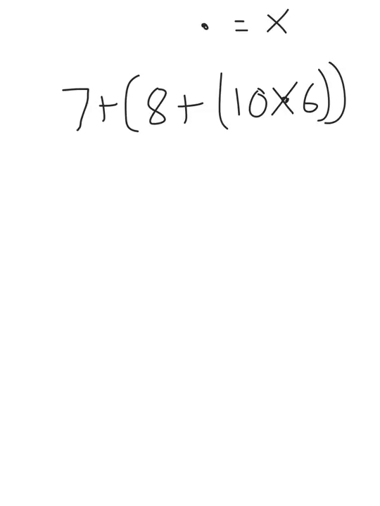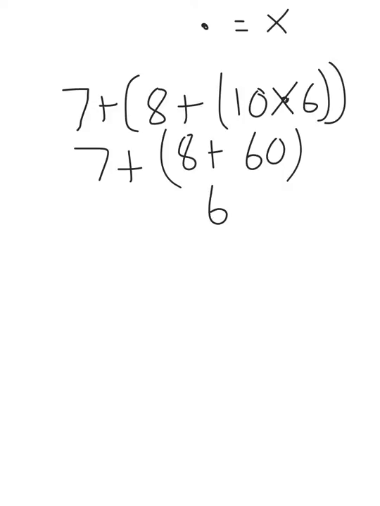So now I'm going to solve this question. First thing, brackets. Yes, there's brackets within that, so I'm going to do that first. 10 times 6 is obviously 60. Rewriting. Within the brackets, 8 plus 60 is 68. Rewriting. And 7 plus 68 is 75.